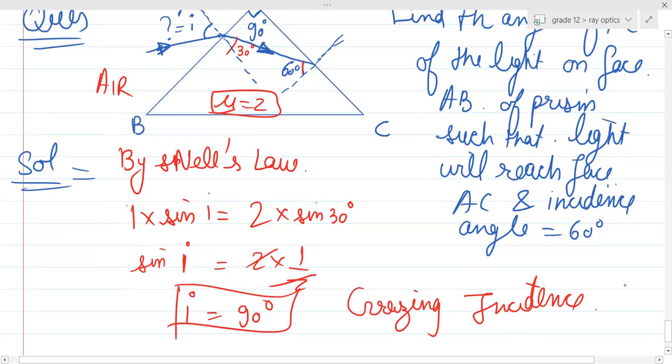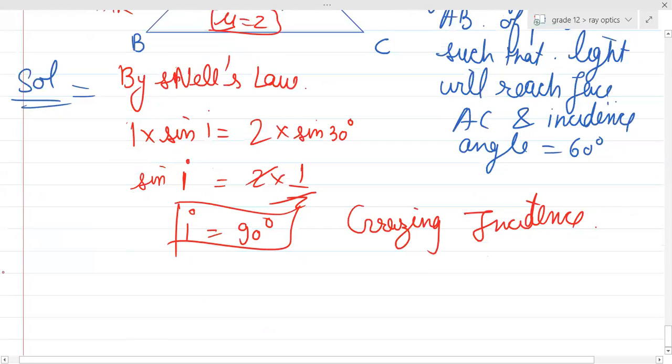Is it clear? So see, one liner question only. You need to just remember some things, and automatically your answer will come. Do this, and we'll do the next question.